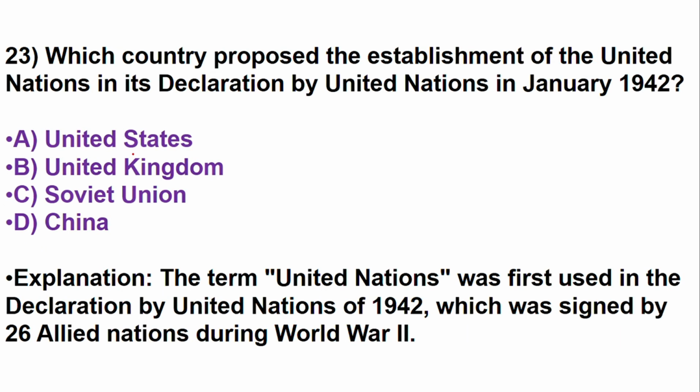Which country proposed the establishment of the United Nations in its Declaration by United Nations in January 1942? It was the United States which proposed the idea. The term United Nations was first used in the Declaration by United Nations of 1942, which was signed by 26 allied nations during World War II. This first declaration was signed by 26 allied powers which won the Second World War, and this name, United Nations, was suggested by the United States for this great organization.